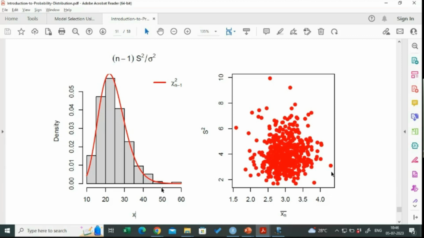And we have a 3-page derivation for that. But if I understand correctly, if I simulate the data and calculate the sample mean and sample variance, I get two values.